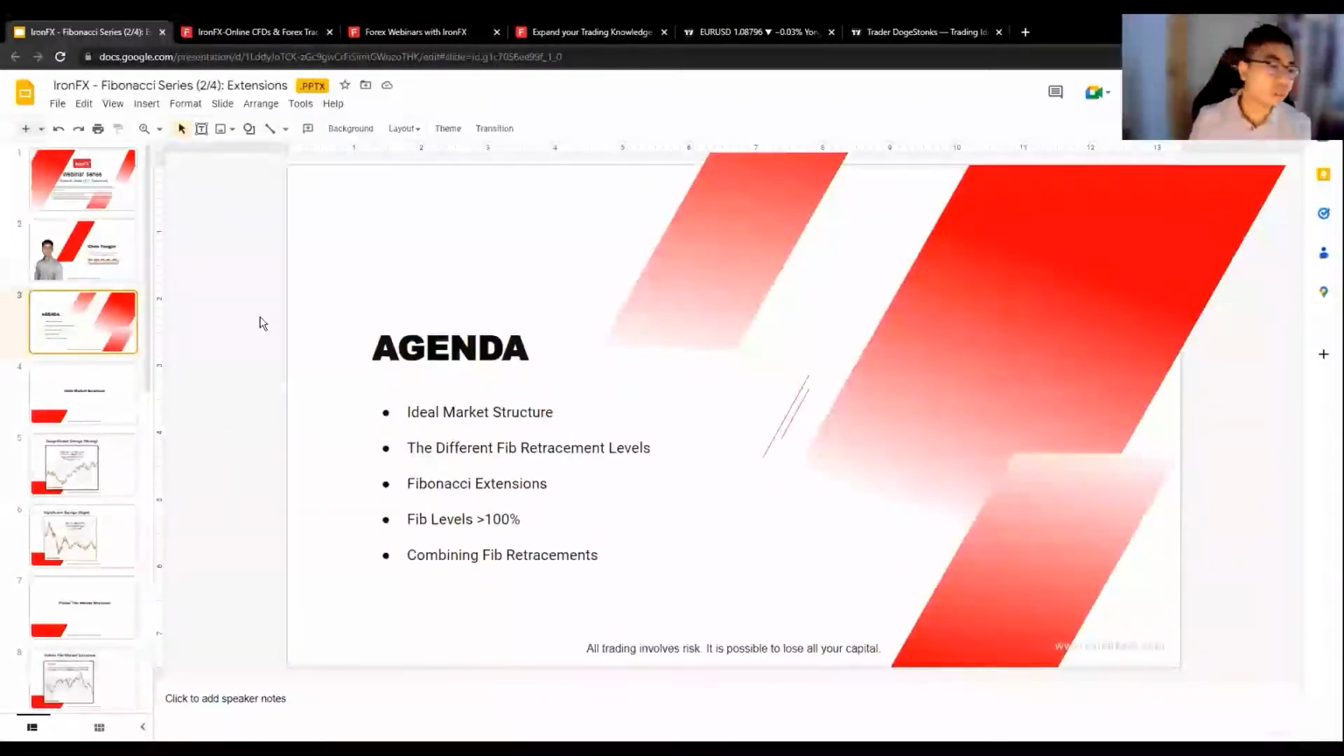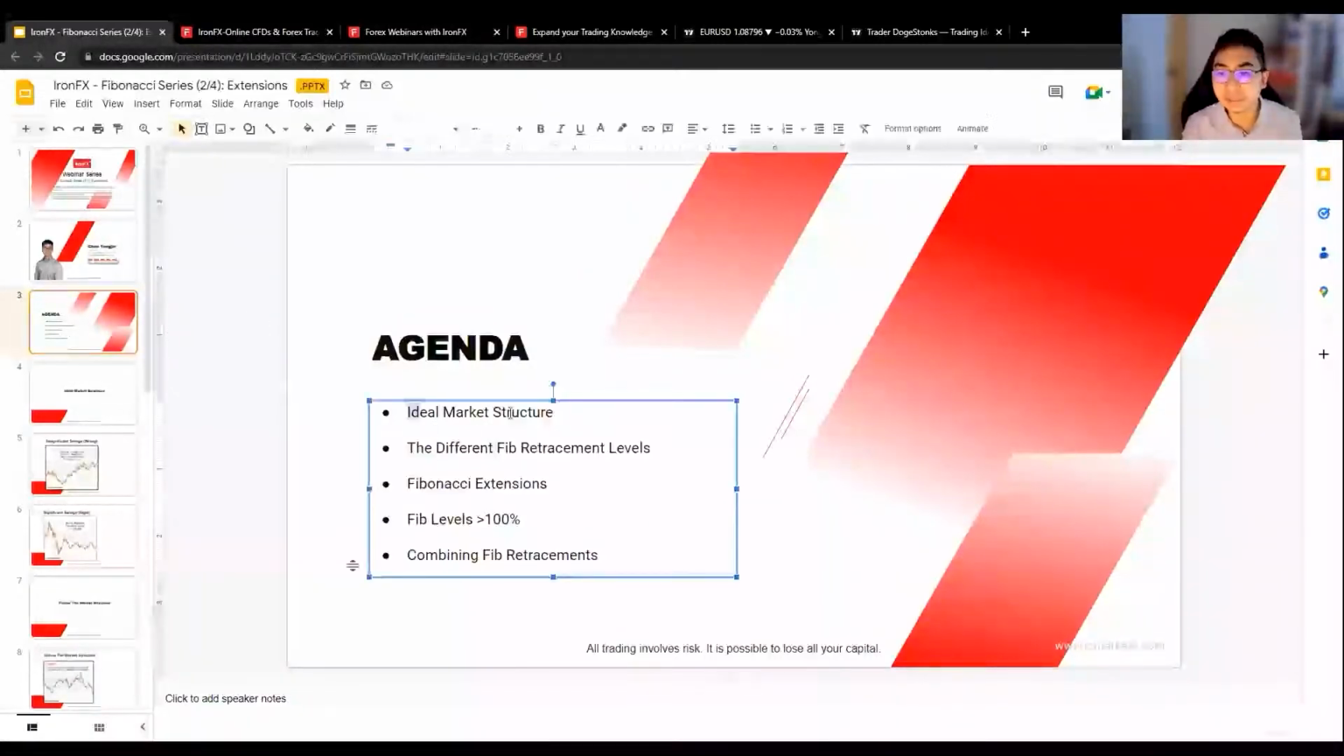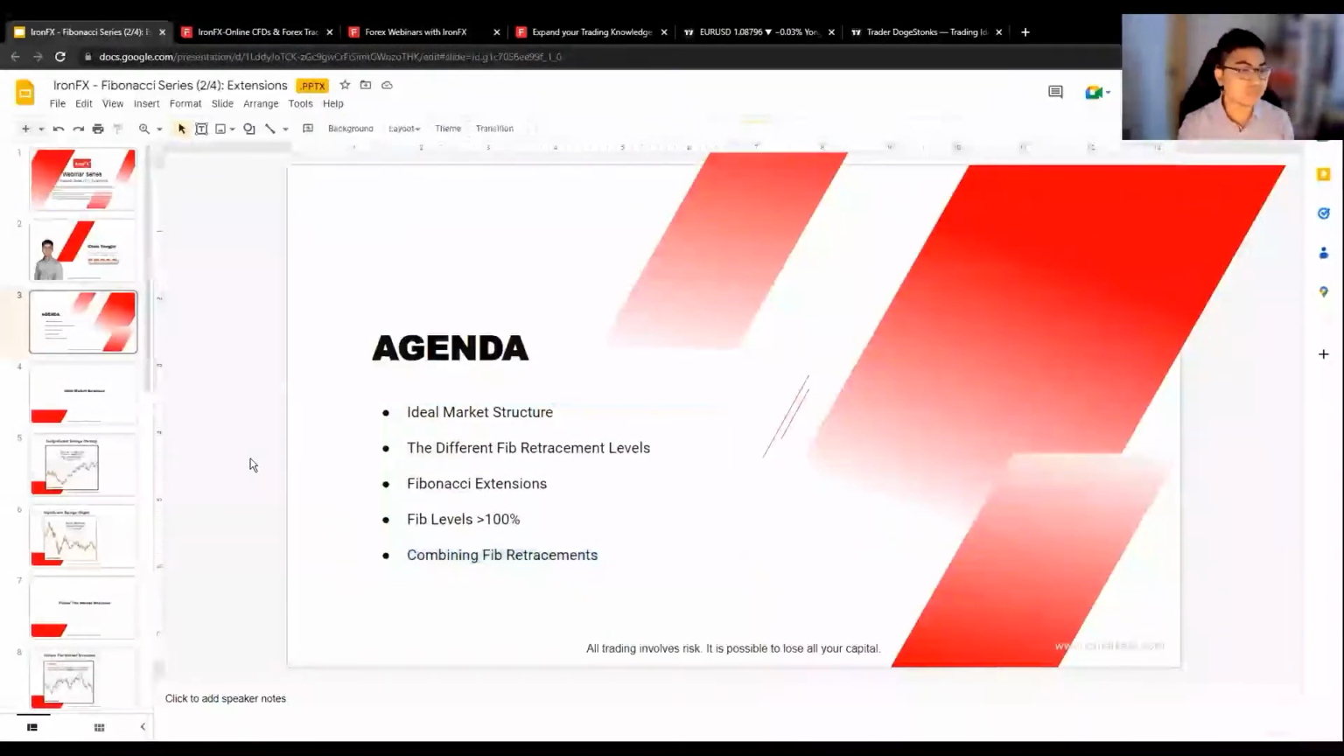A few topics to cover for today. We'll be going through the ideal market structure, different Fib retracement levels, and Fibonacci extensions. We'll be focusing more on that today. Fibonacci extensions are Fib levels that are above 100%. And how do we combine Fibonacci retracements for our trading?